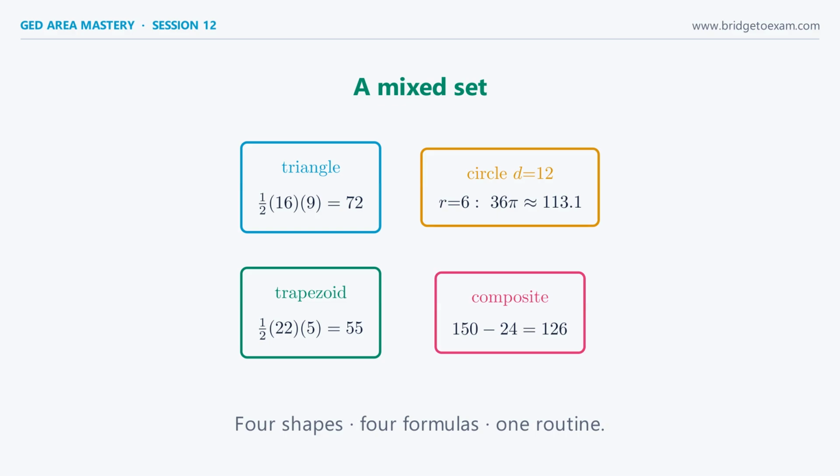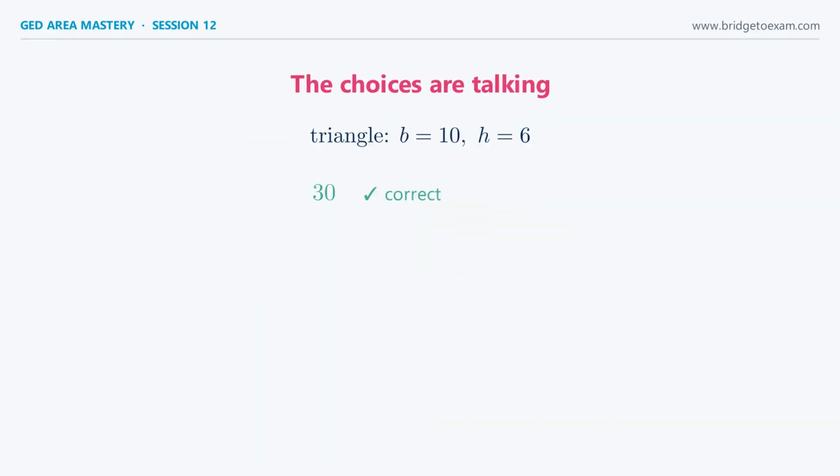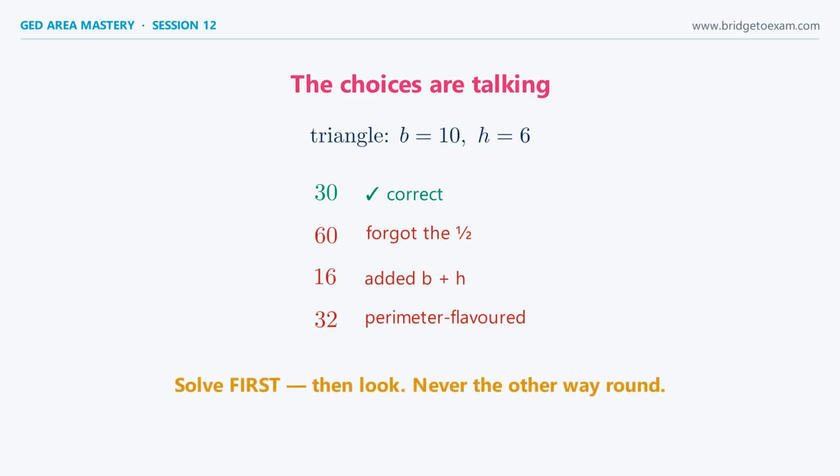4 shapes, 4 formulas, same routine. The answer choices are talking to you if you listen after you solve. For a triangle with base 10 and height 6, the choices might be 16, 30, 32, and 60. 30 is right. 60 is the missing 1/2. 16 added the base and height. 32 is perimeter flavored. Recognizing a trap can confirm your work.